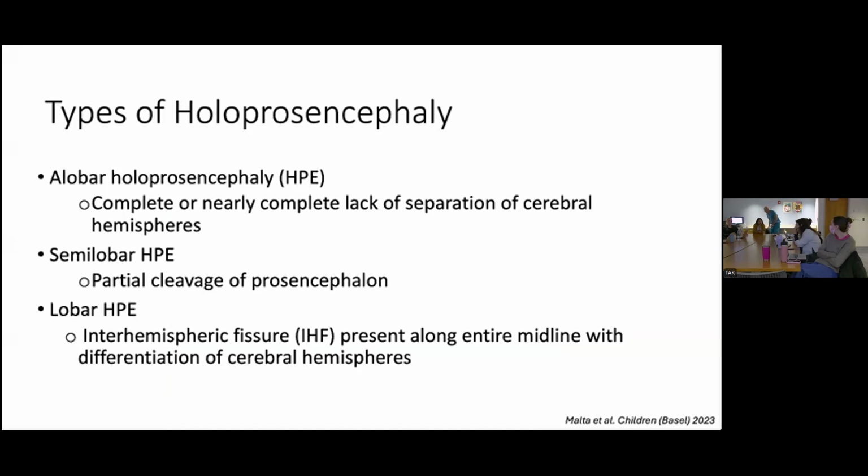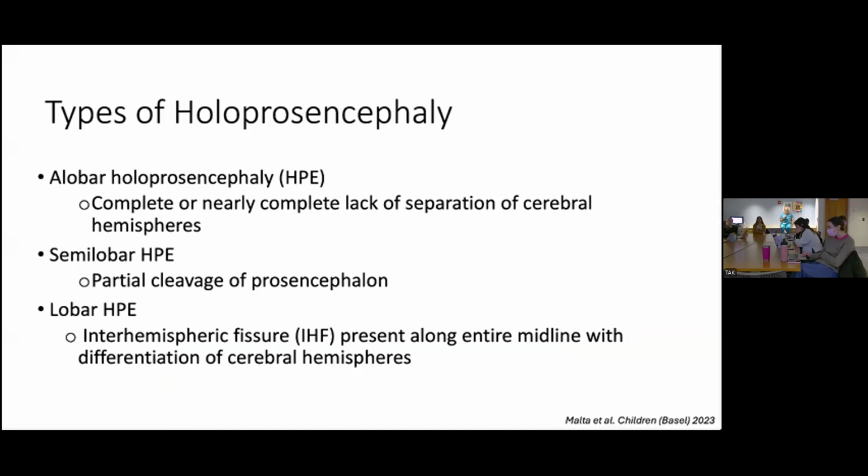So there are 3 different types of holoprosencephaly, and I'll review these types in order of severity. Alobar holoprosencephaly is the most severe, and it does occur approximately 2/3 of the time. This is due to the complete or nearly complete lack of separation of the cerebral hemispheres. That is what we just watched in the video.